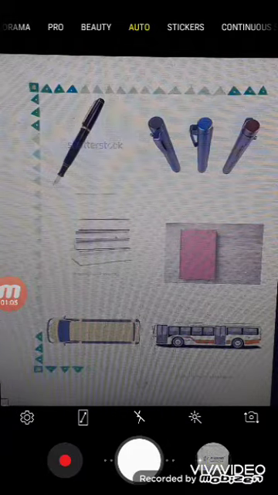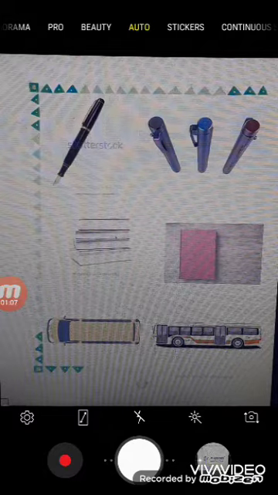Okay. Once again I am repeating, children, when you see the whole picture properly, it is called the side view of the object, and when you see only the upper part, it is called the top view of the object.